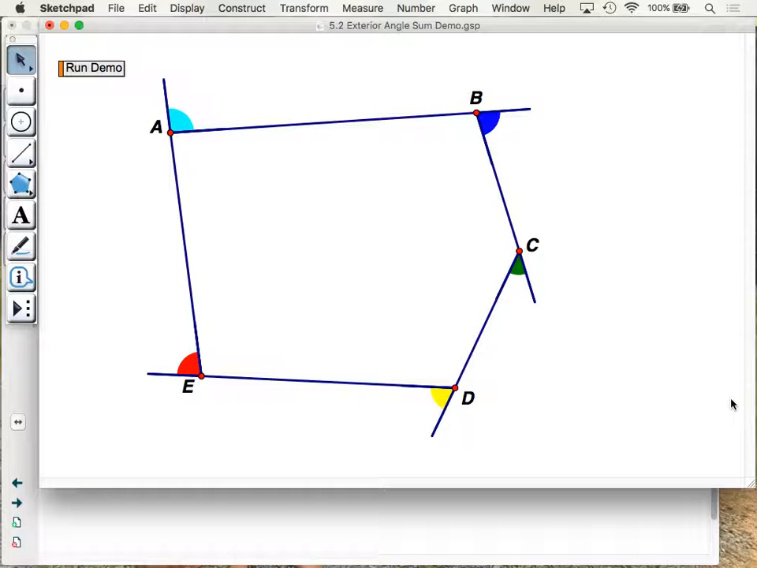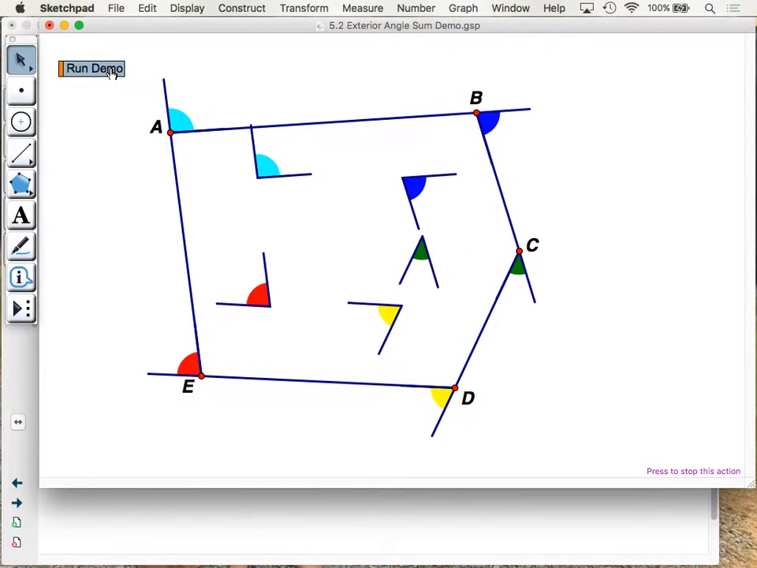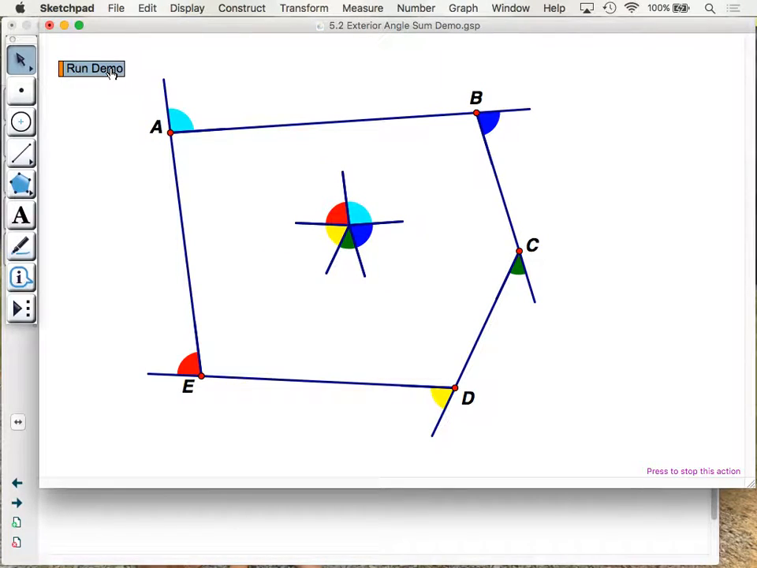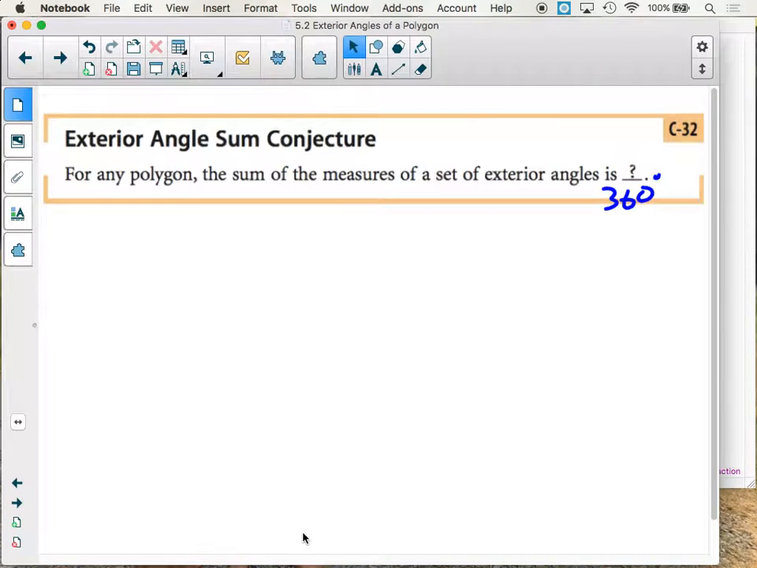So what I'm going to do is run my demo, and you'll see the exterior angles coming together at a common vertex. And that vertex makes a circle for the 5 angles. I know you were enthralled by that, so we'll do it one more time. It doesn't matter how many exterior angles we have, 5, 10, 20, 100. The sum of the exterior angles is 360 degrees.